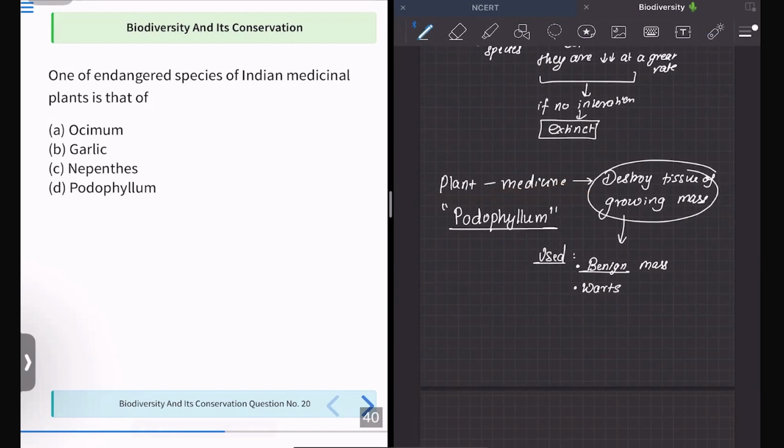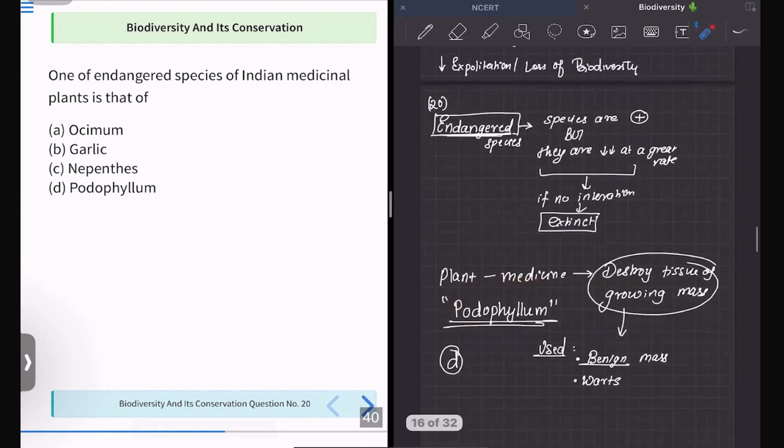I have shown you the photo. I hope it helps you remember what it was and how it is going to remove the benign mass or the warts of the skin. We are going to apply the podophyllum medicine on the mass, and it is going to penetrate the mass and destroy the growing tissues. So the mass is ultimately getting removed. So we can mark option D as the correct option, as podophyllum is one of the endangered species.